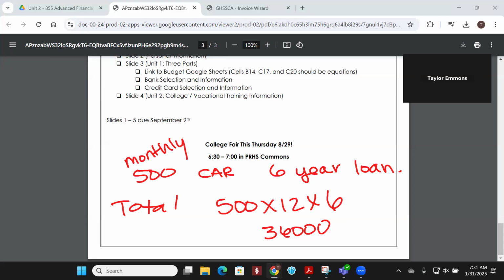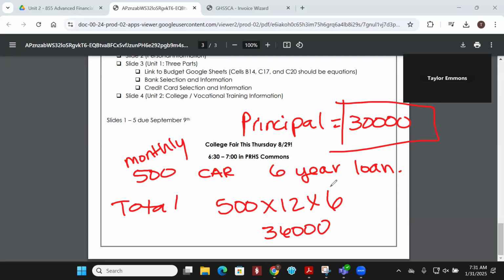If I wanted to figure out how much I pay in interest, let's say that the initial loan, the principal on this one, was 30,000. How would I figure out how much interest I paid in total? So here it is again. This is how much I borrowed. This is how much I'm spending over the 6 years. How do I figure out how much interest? You subtract those two. So 36,000 minus 30,000, how much interest am I paying? 6,000. Does that make sense?